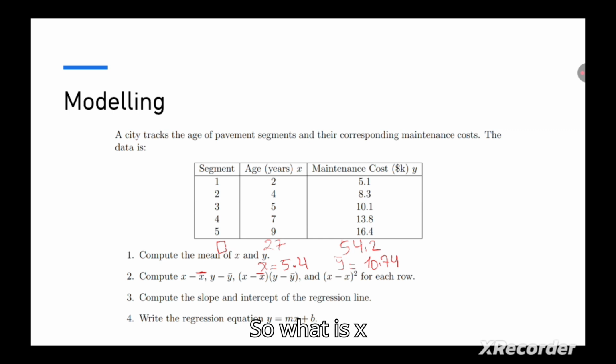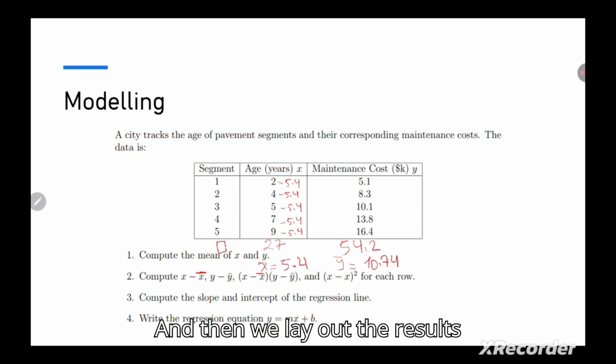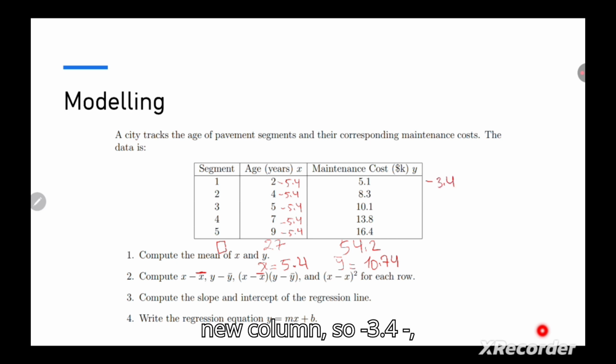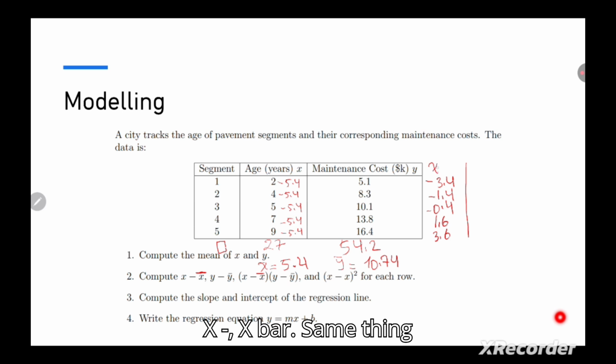So what is X minus X bar? It is 2 minus the 5.4 that we got for each one of those. And then we lay out the results in a new column. So minus 3.4, minus 1.4, then we have minus 0.4, 1.6, and 3.6. And this is X minus X bar. Same thing for Y, minus 10.74.